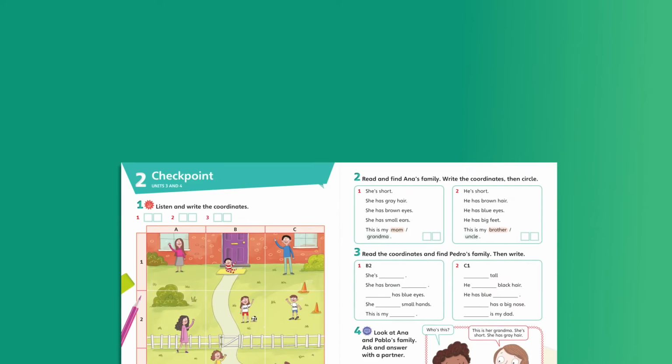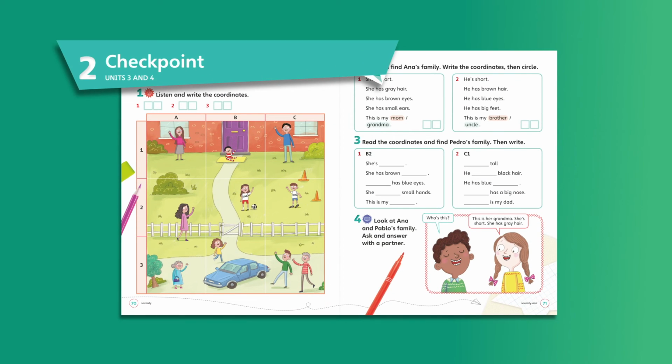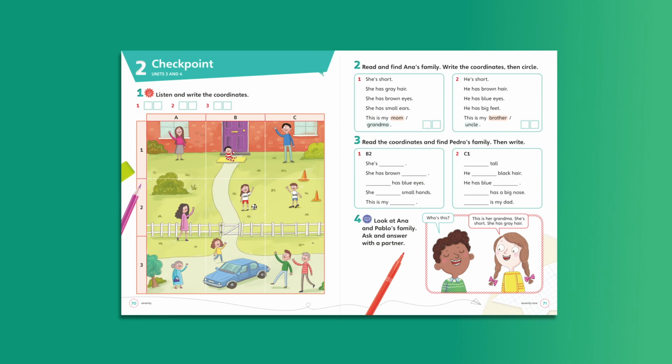The checkpoint pages review and consolidate key language from 2 units. There are always 4 separate tasks, one for each skill: listening, reading, writing, and speaking.